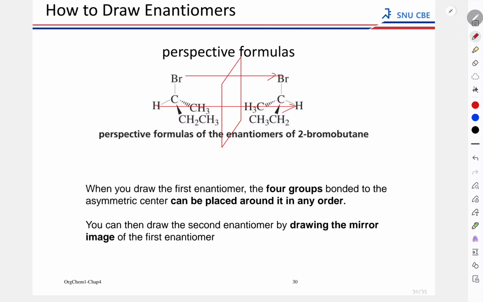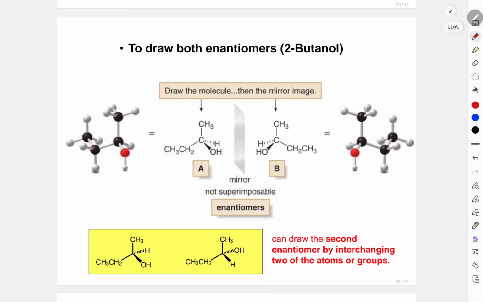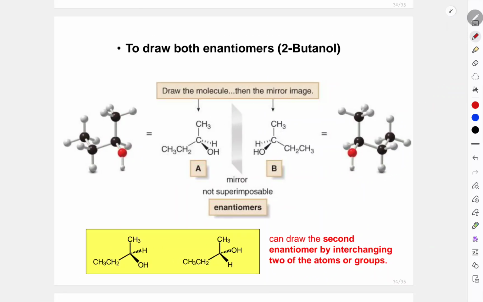So you can practice here, draw both enantiomers. You can first draw the first enantiomer using this normal bond and half wedge and then solid wedge to indicate the stereo location. You can identify A first, right? And then just draw the mirror image to that. You can imagine there's a mirror in the middle, and just draw the mirror image. That will give you B. Okay? That's how you can draw those enantiomers.